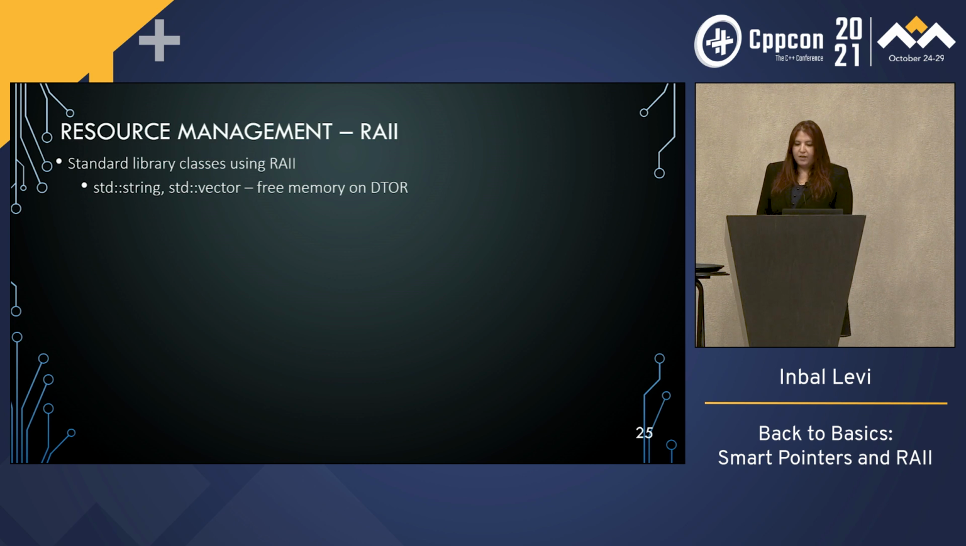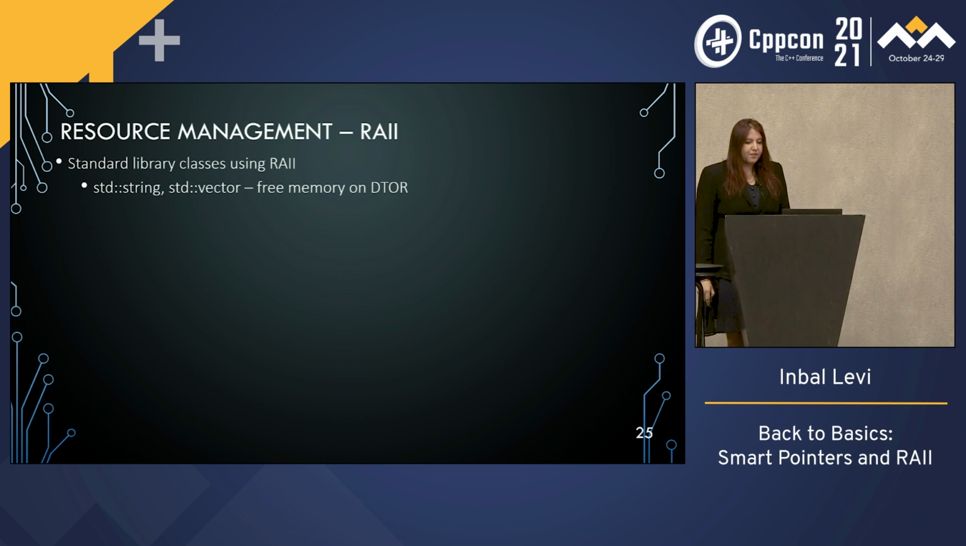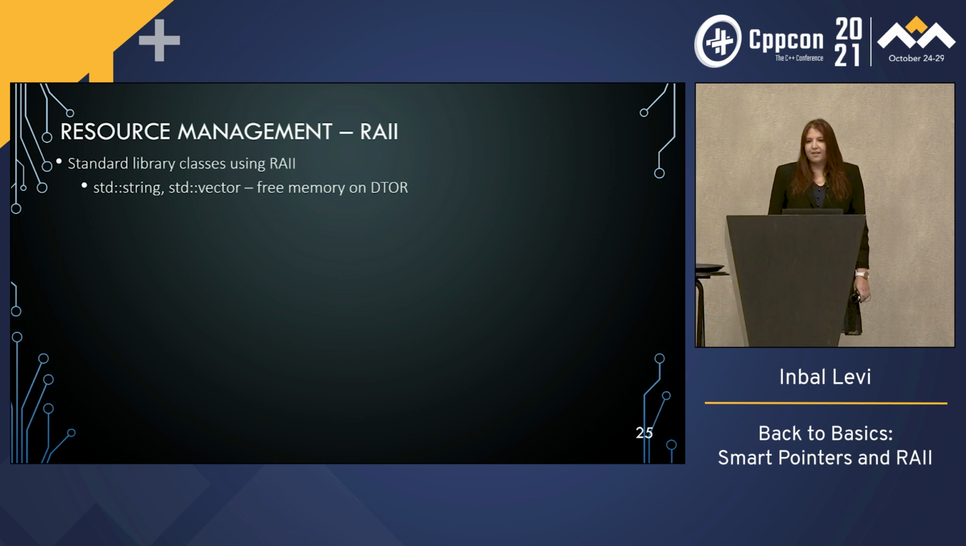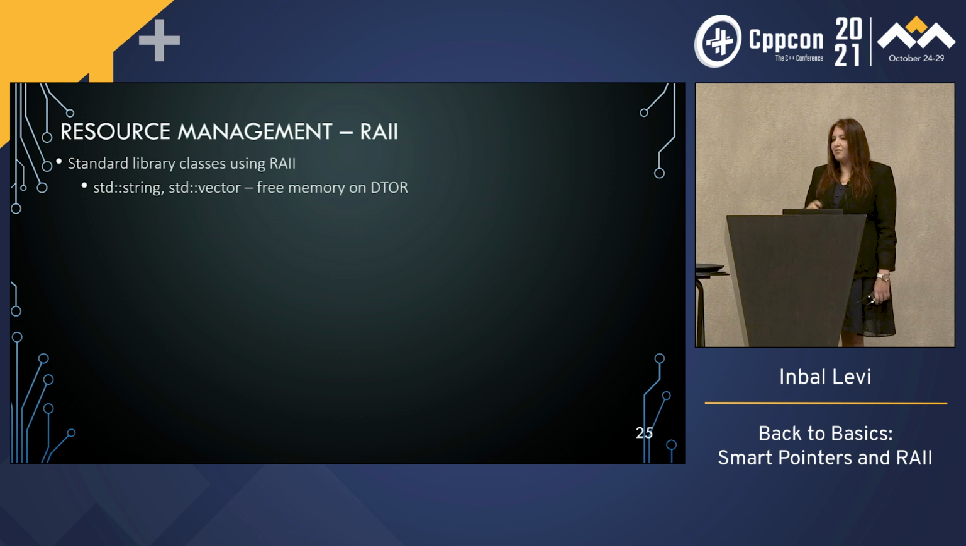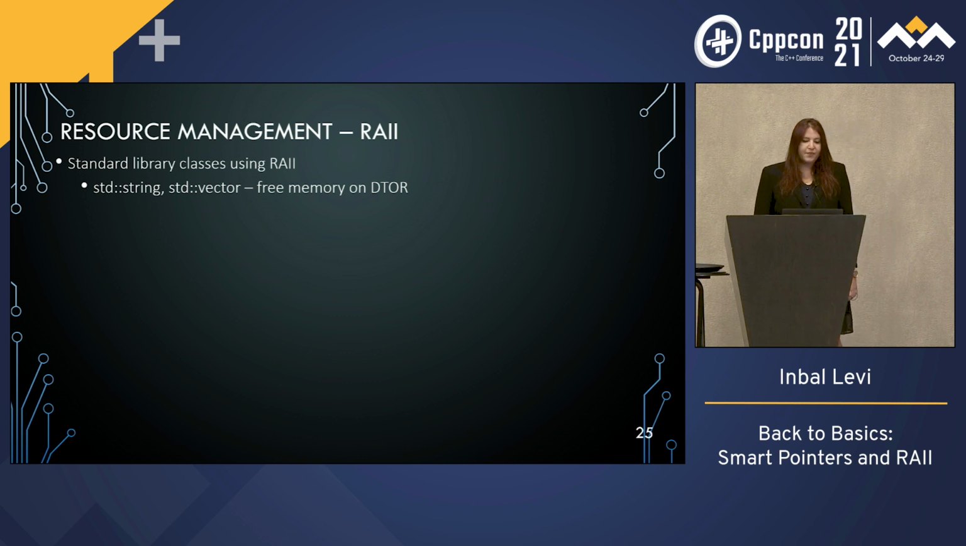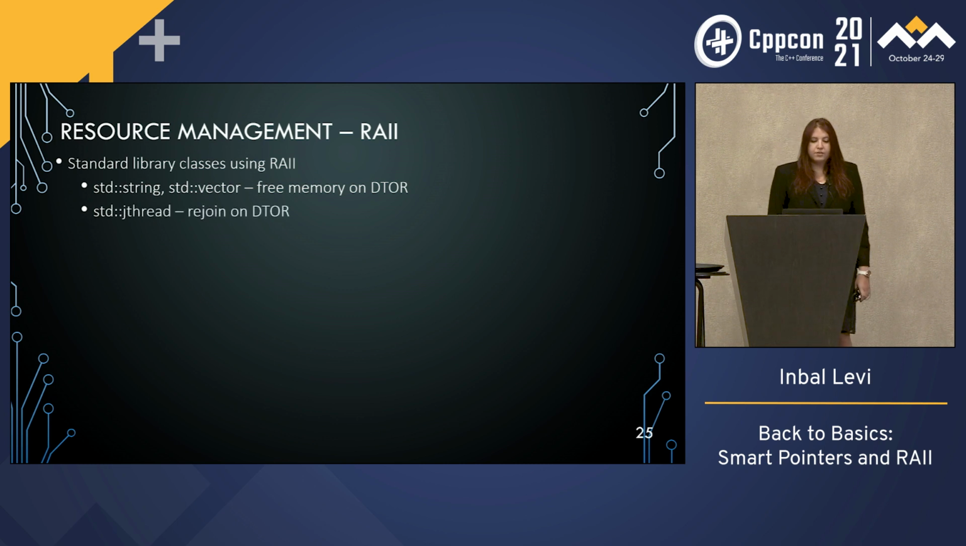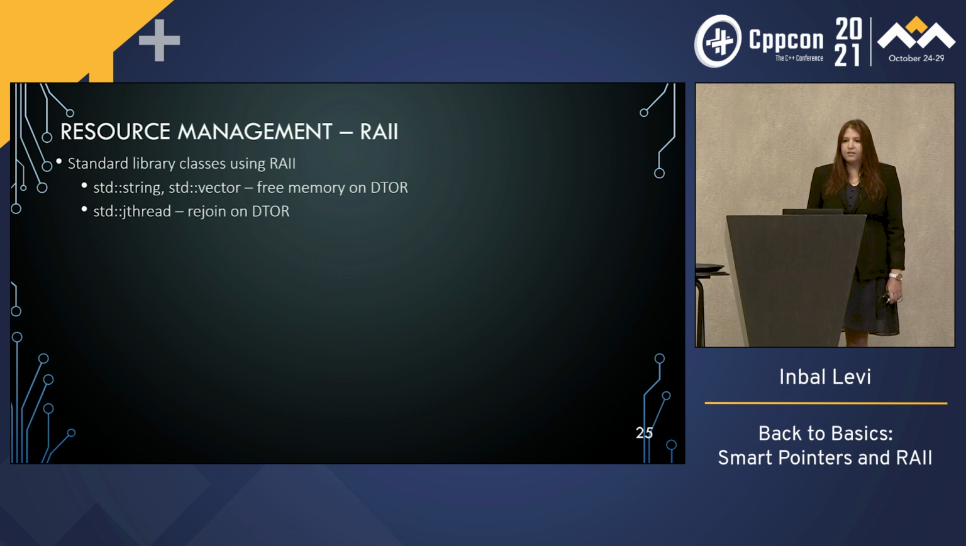Okay, so now we're going to briefly go over a few of the standard library classes using RAII. This is a very common pattern, and I think by itself you can tell that it's very useful. String and vector, of course, free memory in the destructor. std::jthread rejoins the thread in the destructor.